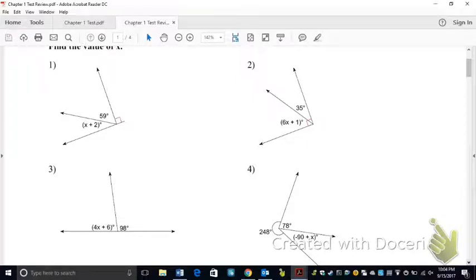Okay, what we're doing here is looking at the Chapter 1 test review, and I'm going to go through all the odd problems. So let's get going on number 1. First we have to look at it. It says find the value of x.